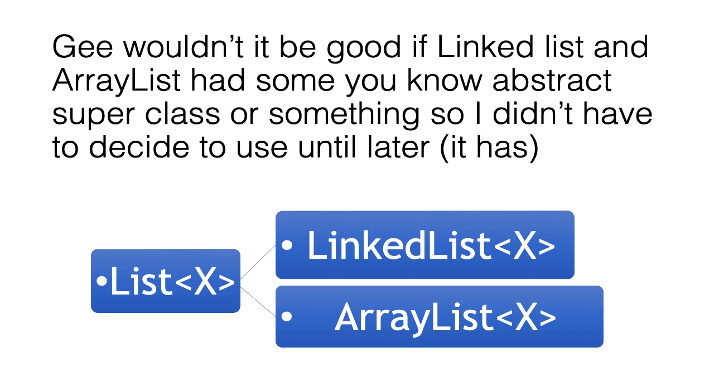And this is an important element of software engineering. Basically, linked list and array list implement the same thing, which we call an interface. There is a superclass to linked list and array list, and that's called list. So list is an interface. It just describes how things operate.